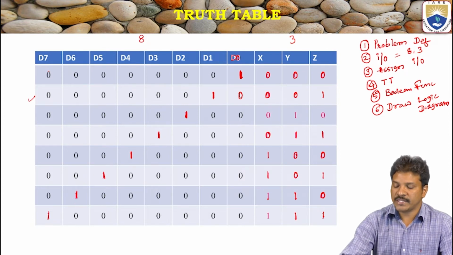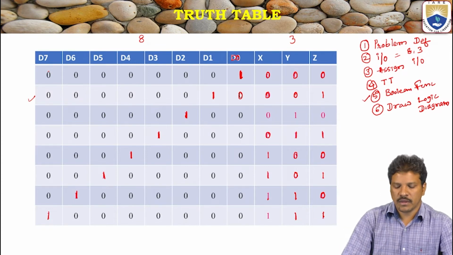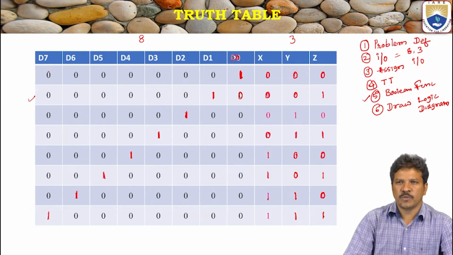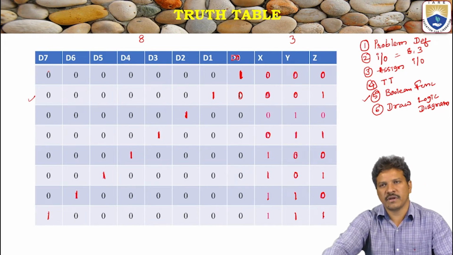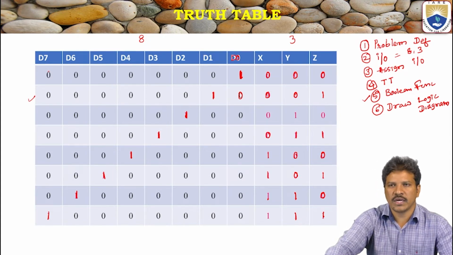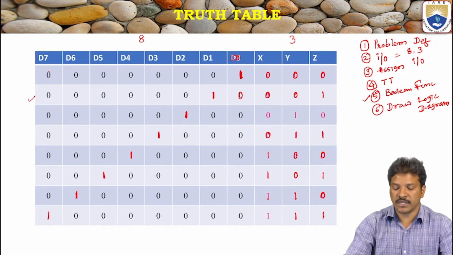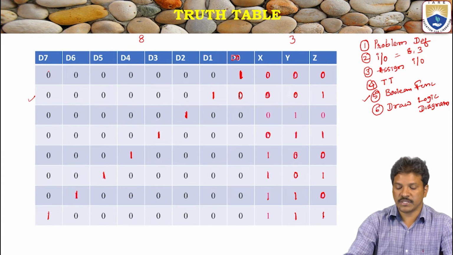Now, the next step in the design procedure is to find the Boolean function from the K-map, or by direct inspection of the truth table. Here, it is not possible to take the 8 variable inputs and find the minimized Boolean function for x, y, z. Instead, we can go with the inspection method. By inspection of this truth table, we can find directly the Boolean function for x, for y, and for z.